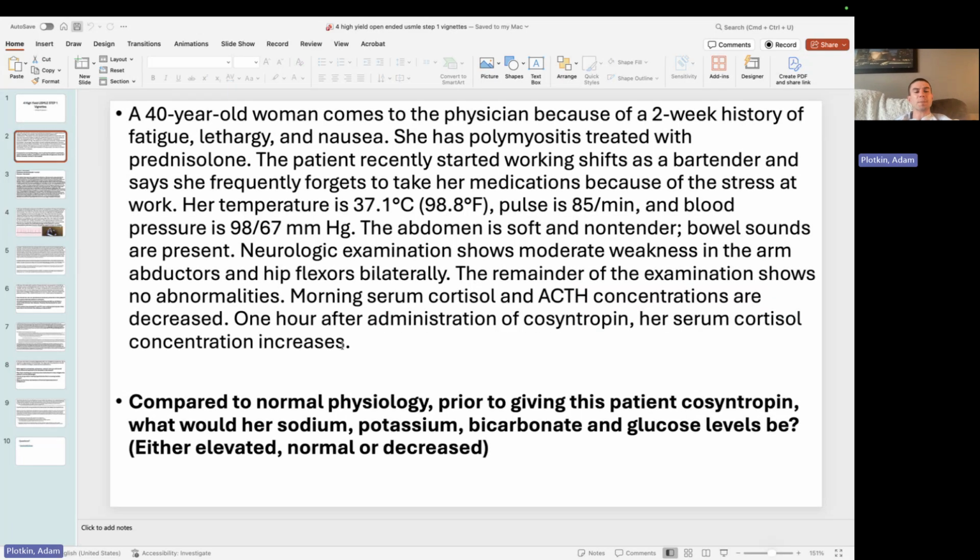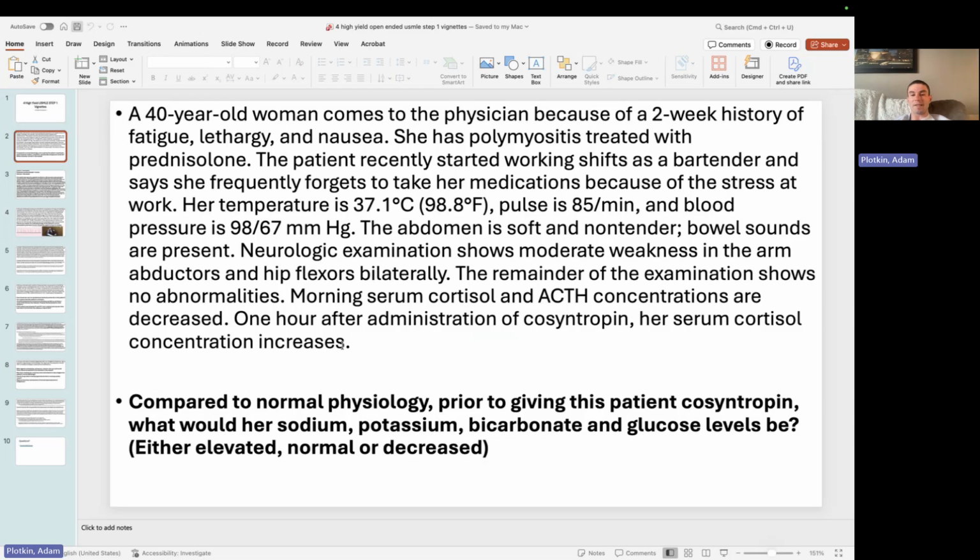So, first patient, 40-year-old woman comes to the physician because of a 2-week history of fatigue, lethargy, and nausea. She has polymyositis treated with prednisolone. The patient recently started working shifts as a bartender and says she frequently forgets to take her medications because of the stress at work. Her temp is 98.8, her pulse is 85, blood pressure is 98 over 67. The abdomen is soft and non-tender. Bowel sounds are present. Neurological exam shows moderate weakness in the arm abductors and hip flexors bilaterally. The remainder of the exam shows no abnormalities.